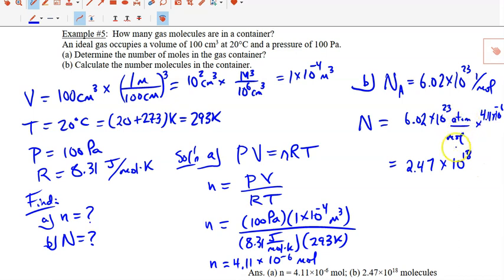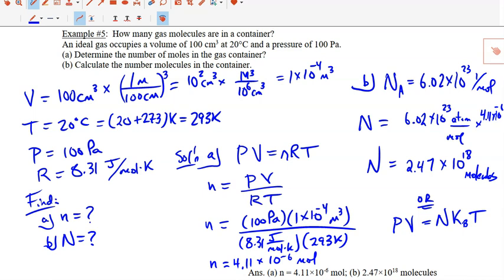I wrote atoms, but actually it should have been molecules, because we were dealing with molecules in this case instead of atoms. But anyway, just to point this out, you could use PV equals N times the Boltzmann constant times the temperature T. That's the other version of our ideal gas law. The pressure must be in pascals, the volume again must be in meters cubed, and the temperature in Kelvin.